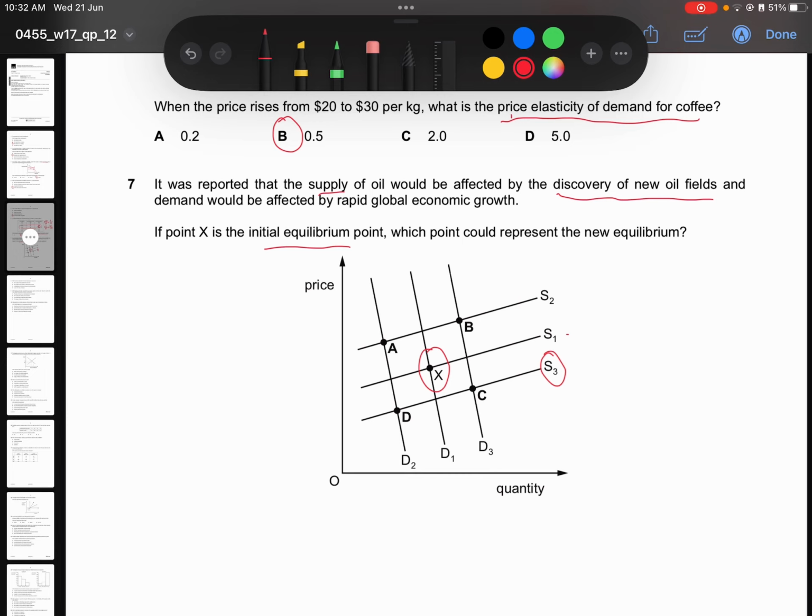And the demand would be affected by rapid global economic growth. Economic growth means that the demand would increase, so it's going to the D3 curve. Now you can see that S3 and D3 intersect at the point C, hence C is the correct answer.